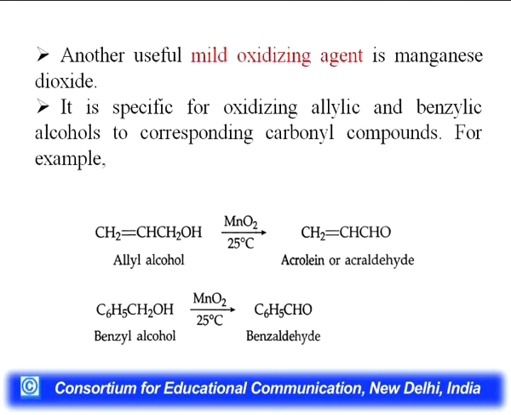Another useful mild oxidizing agent is manganese dioxide. It is specific for oxidizing allylic and benzylic alcohols to the corresponding carbonyl compounds. For example, you can see allyl alcohol can be converted to acraldehyde, that is CH2=CHCHO, or acrolein, when reacted with manganese dioxide at 25 degrees Celsius.